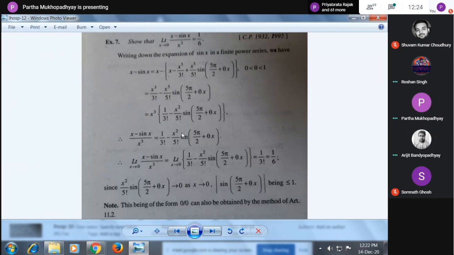Okay, so this is very simple. Now you are putting x tends to 0, all things will be 0. The result is 1 by 6.